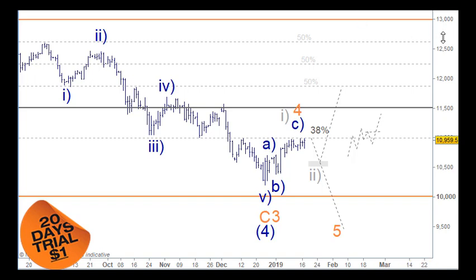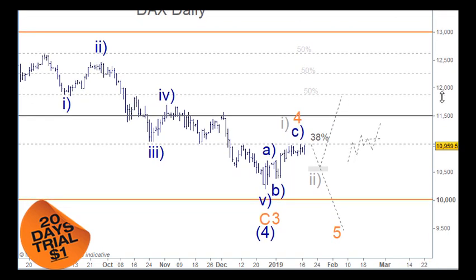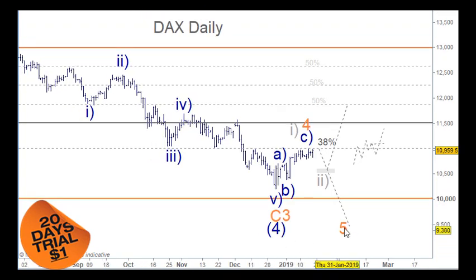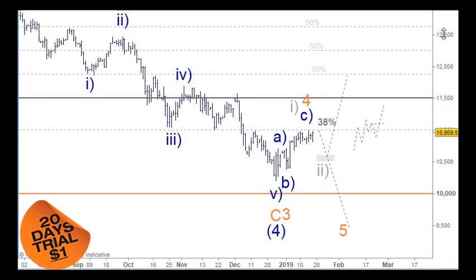Welcome to Trading Lounge for the European indices for the 18th of January, and for the DAX here on the daily chart, we're looking at the move down here as being a wave 4 low in place here, or the alternative count was A, B and C move back to the 38.2% retracement level, which is on this level here at 11,000.